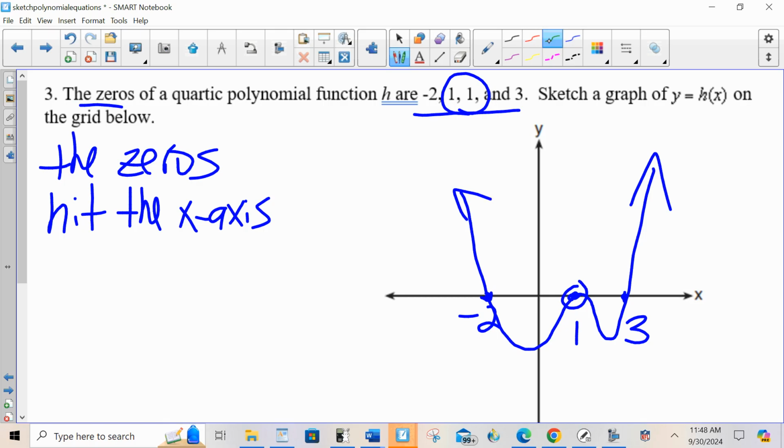I'm going to do that one more time. It's got to pass through the -2. The 1, it's got to bounce off, so when it hits the 1, it bounces off and turns around. Next thing it has to hit is that 3, and that's how we sketch it.